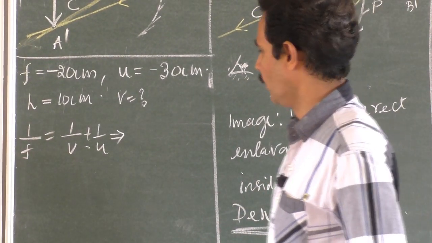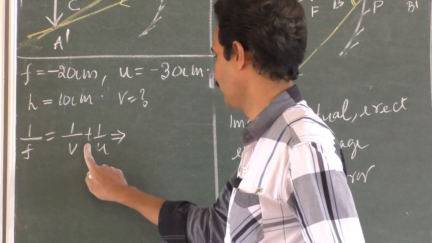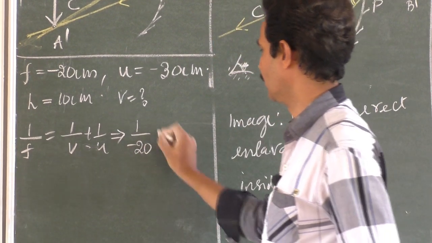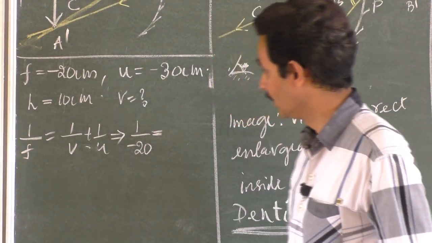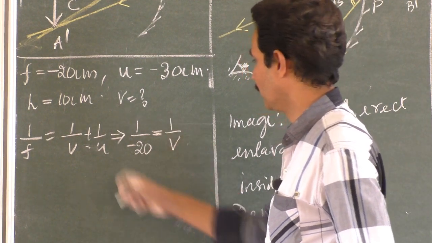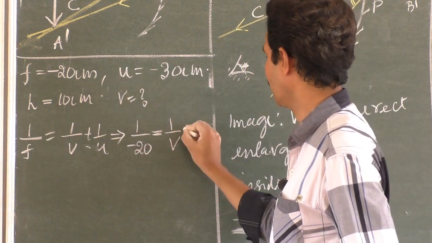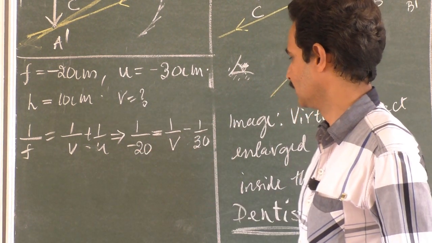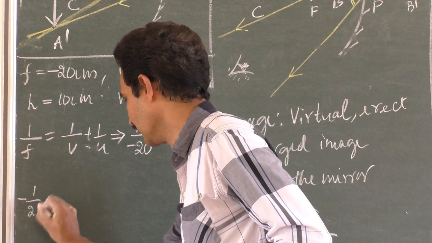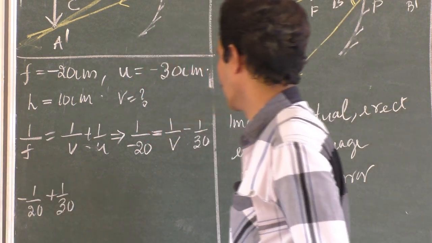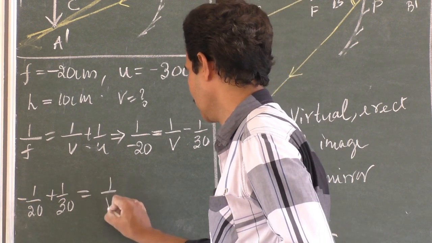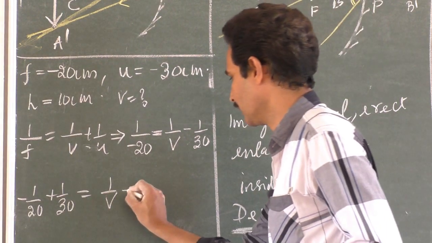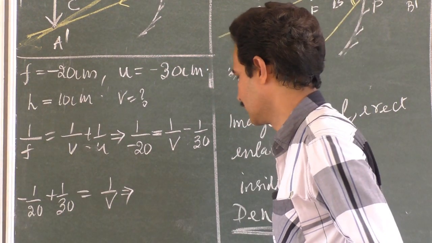You must write it. 1 by F, 1 by F is 1 by minus 20, is equal to 1 by V, which we don't know, plus 1 by U. U is minus, so I'll write minus 1 by 30 directly. Bring minus 1 by 30 to this side: minus 1 by 20 plus 1 by 30 is equal to 1 by V. This comes to be plus when it comes to the left hand side, and 1 by V remains here only. That implies I can take 60 common.